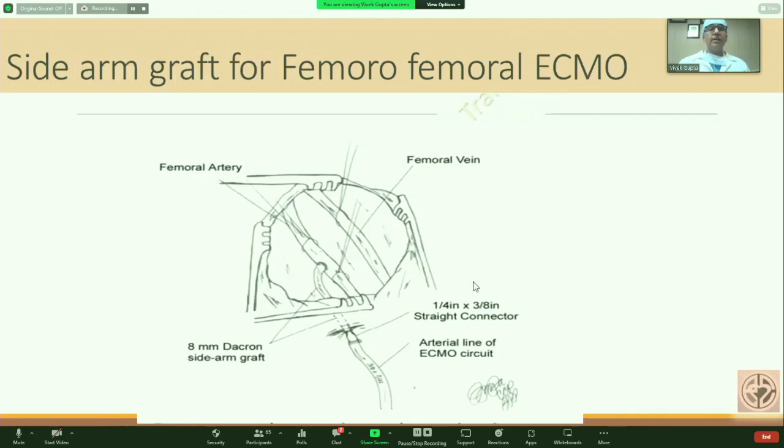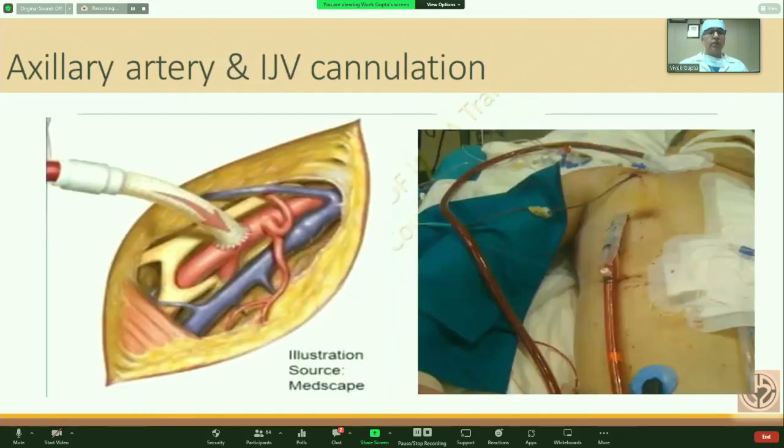We can even place a side arm graft, so that in cases where we are worried about the distal perfusion, we can always put a side hole graft and connect the cannula through this, so that there is no occlusion of the femoral artery per se. You can see it is connected like this.